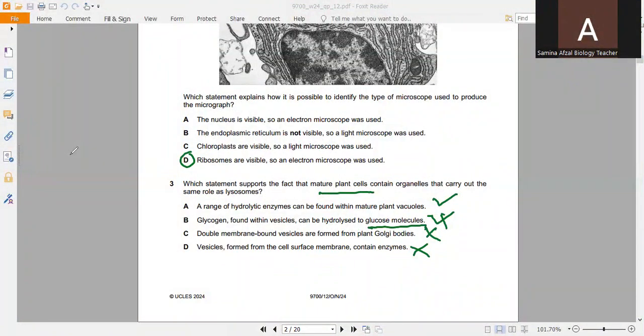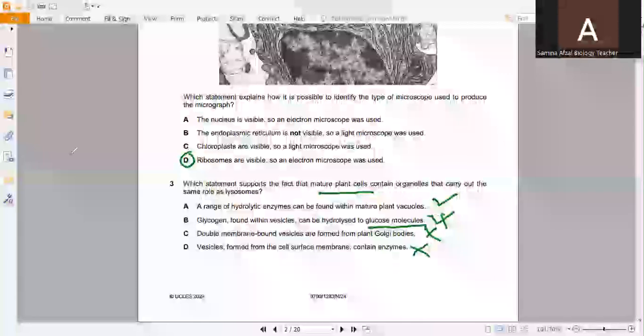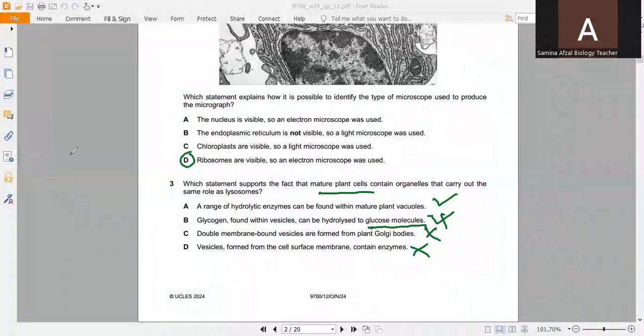Again, the option two, glycogen. Glycogen is also not stored in plant cells. Glycogen is stored in animal cells. Double membrane bound vesicles are formed from plant Golgi bodies. So in this way, again not correct option, and D is not correct option because these are the lysosomes.